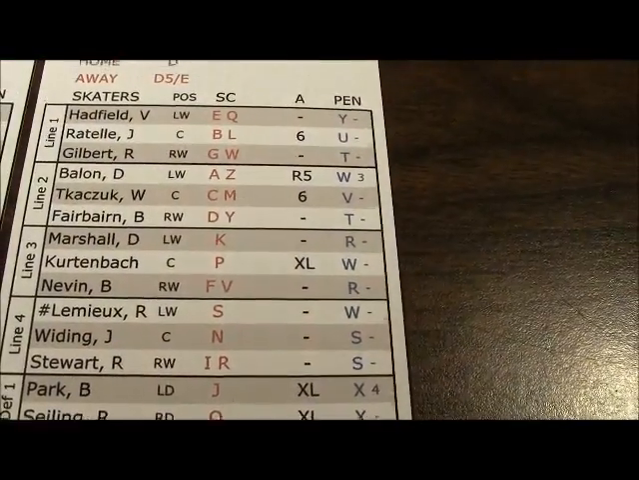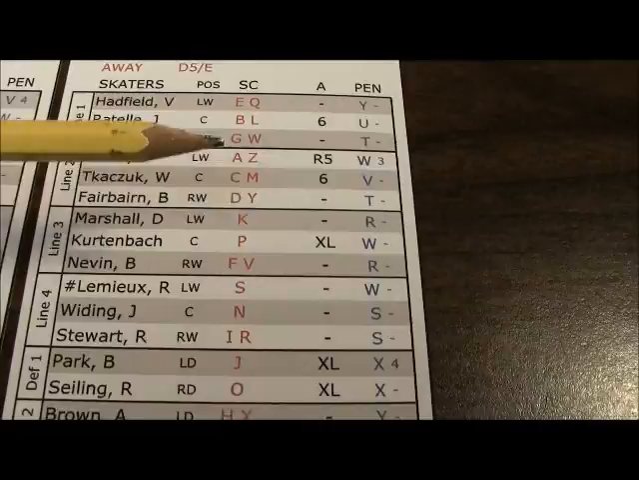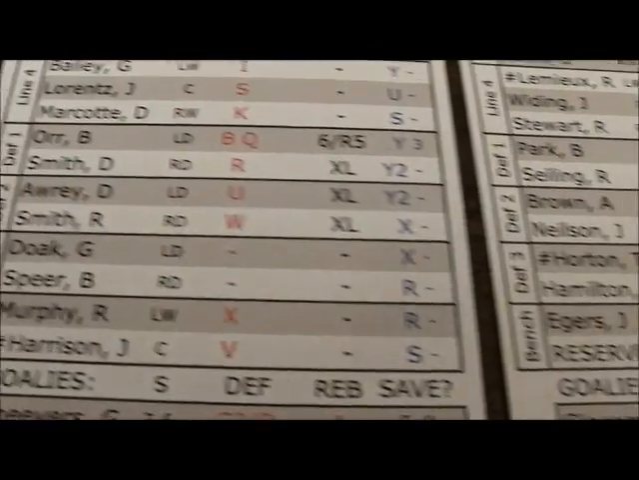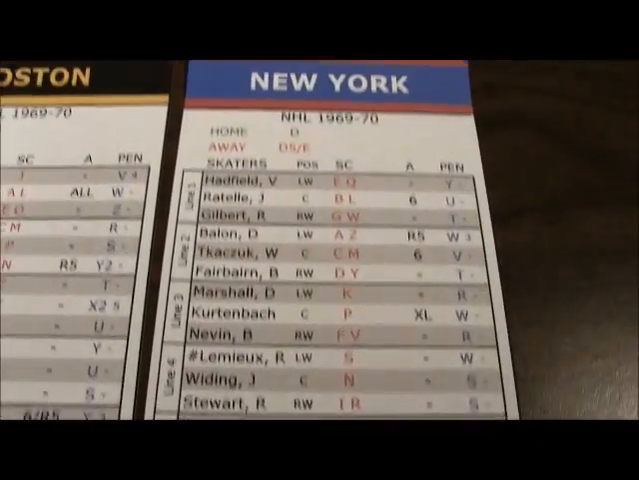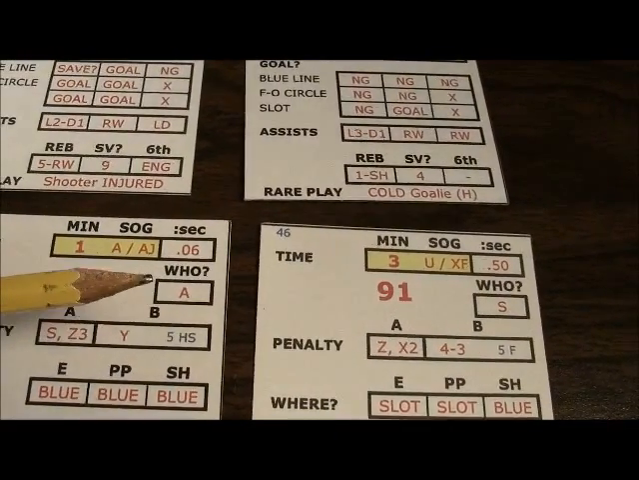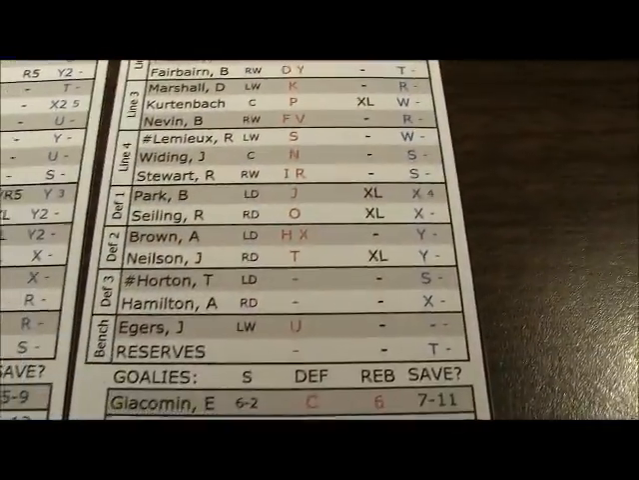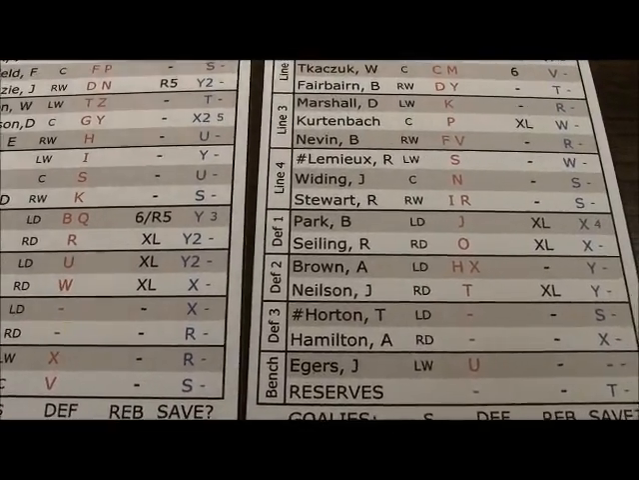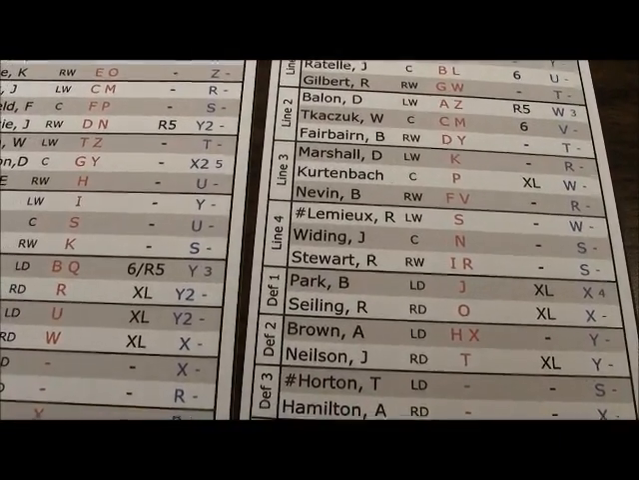And also on the player's scoring chance rating, the letter rating, you'll notice some players do not have a rating. Here, Tim Horton, Alan Hamilton. On the Bruins, Gary Doak and Bill Speer do not have a rating. So that means under the normal course of play, checking the player's letter grade when there's a scoring chance, these players will never have a chance under normal situations to score a goal. But they do have a remote chance of scoring a goal on a rare play reading.